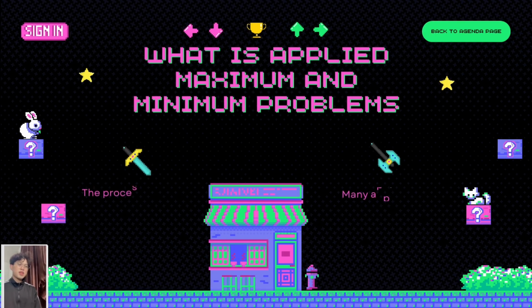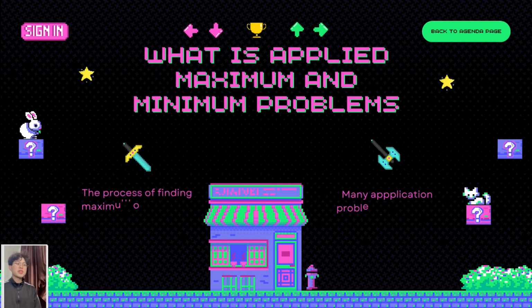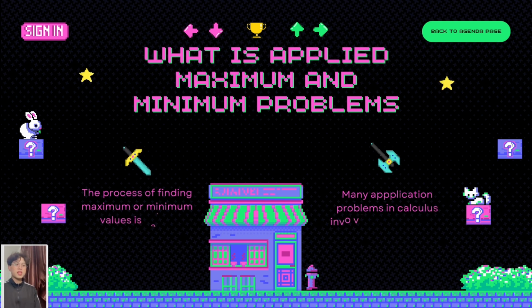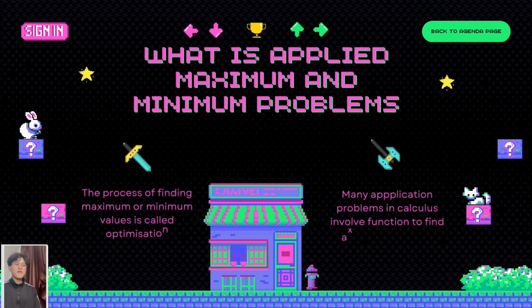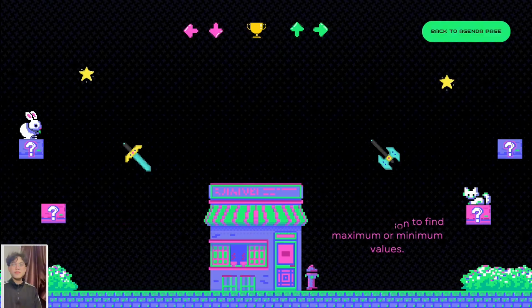What are applied maximum and minimum problems? First, many application problems in calculus involve functions to find minimum and maximum values. The process of finding maximum and minimum values is called optimization.